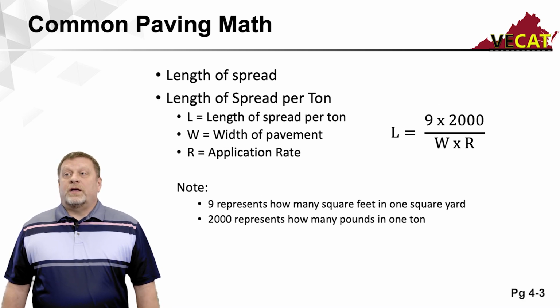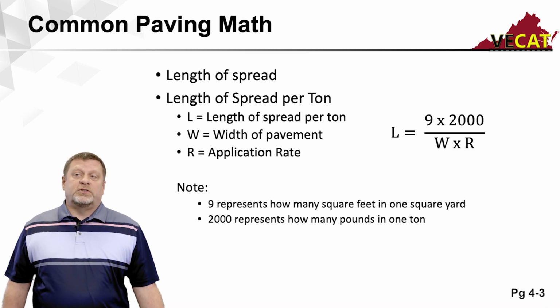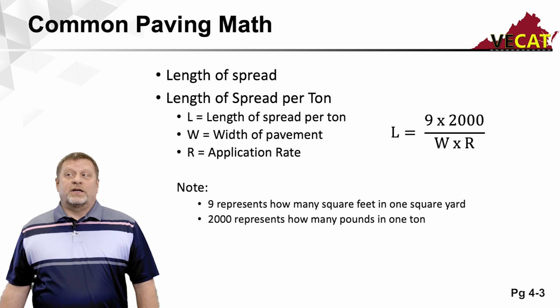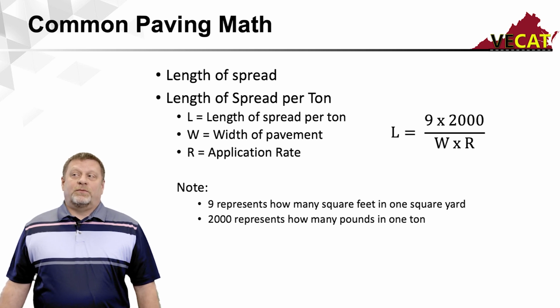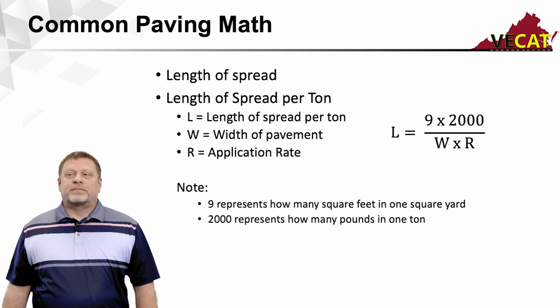So again, length of spread per ton. If you notice, the formula here on the right is almost the same as what we just showed you, but the difference is per ton. Guess what the constant is that we've added to this formula? It is 2,000, which also represents how many pounds are in 1 ton, 2,000 pounds per ton. Everything else remained the same.